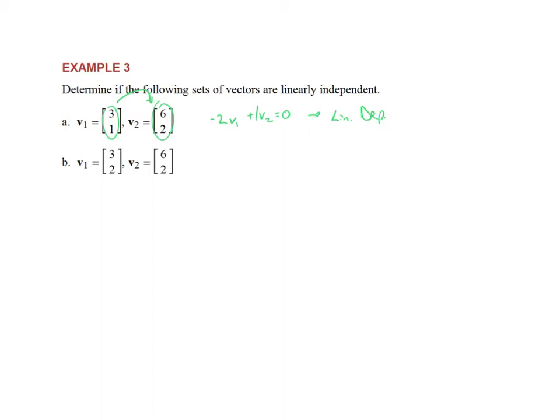Whereas with the next one, there's no scalar to get from 3, 2 to 6, 2. I can't use any scalar to get from one to the other, so that set is linearly independent. When we only are looking at 2 vectors, all we have to figure out is, do they scale each other? If the answer is yes, they're linearly dependent. If the answer is no, they're linearly independent. Once you have more than 2 vectors, then you're going to a matrix and doing row operations.